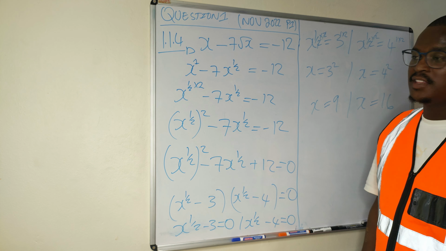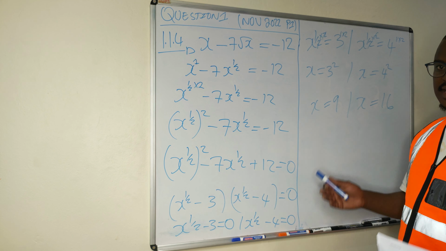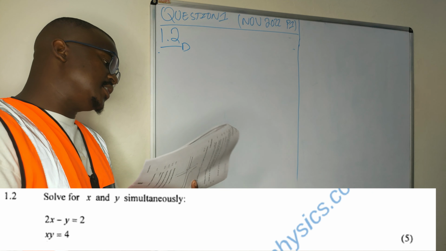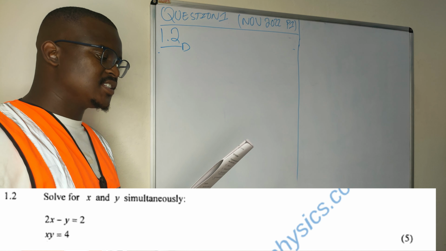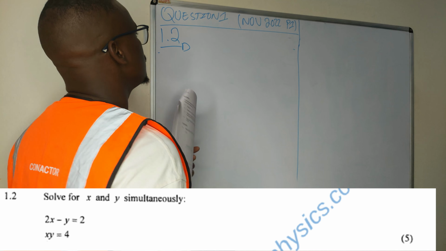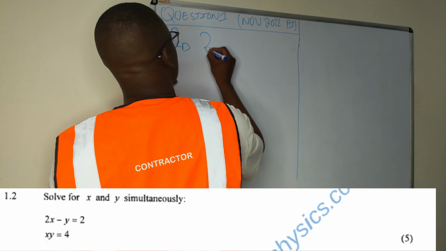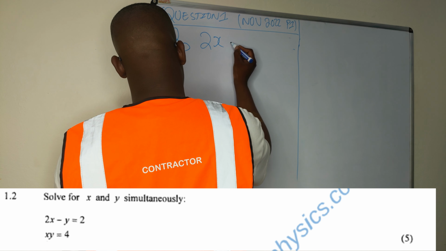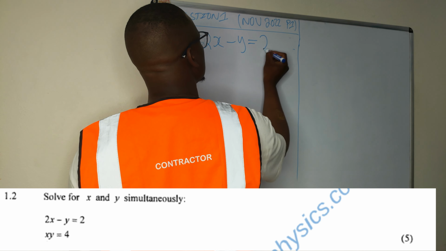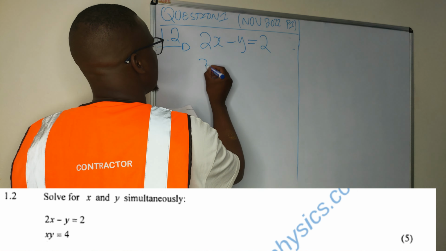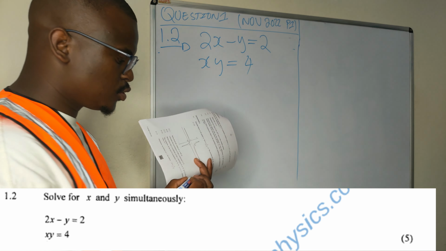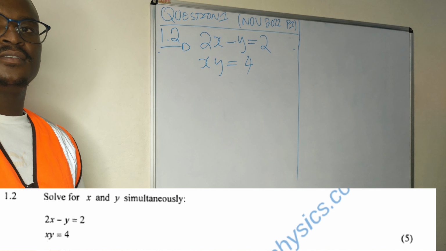I'm going to clean the board and then go to the next one, which is 1.2. So 1.2 reads as follows. Solve for x and y simultaneously. So they want you to solve x and y simultaneously, which is now, what do you have? You have 2x minus y is equal to 2, and xy is equal to 4.